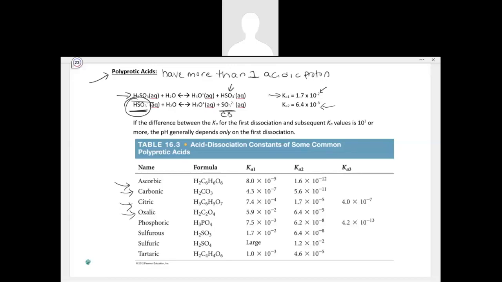Notice that for sulfuric, the first proton is considered a strong acid at that time. So the Ka is so large, it's not even included on this table. It's considered to be 100% ionized at that point, that first proton. But the second proton only ionizes this much with respect to this dissociation constant.